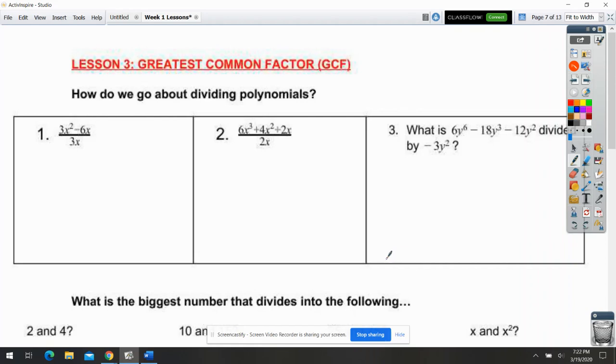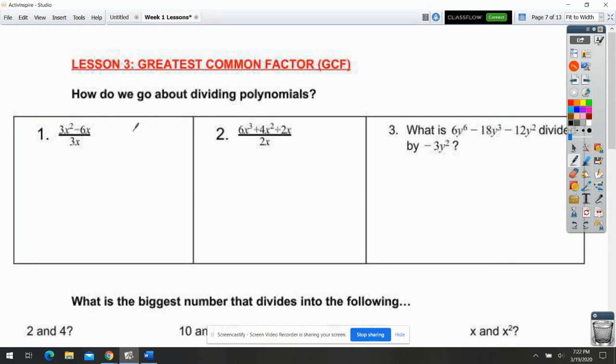All right, hi everyone, and welcome back to lesson three. So lesson three involves determining the greatest common factor, which you might maybe remember from middle school. It's okay if you don't. We're just going to do a little refresher.